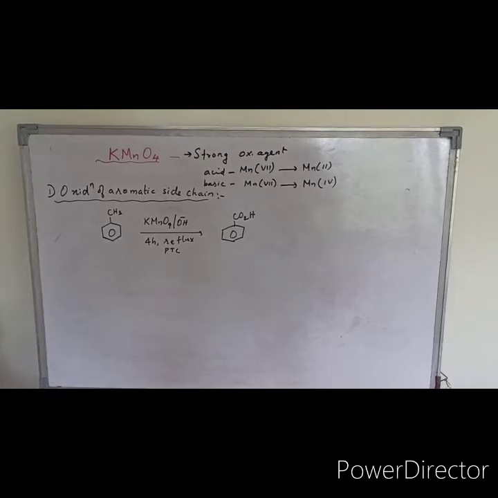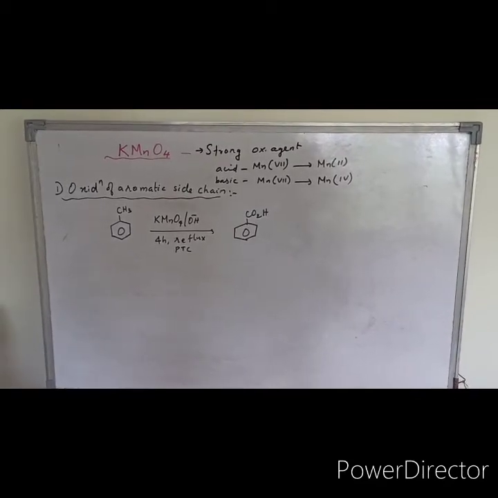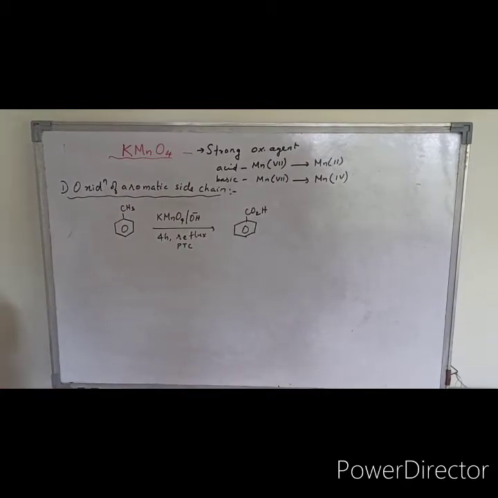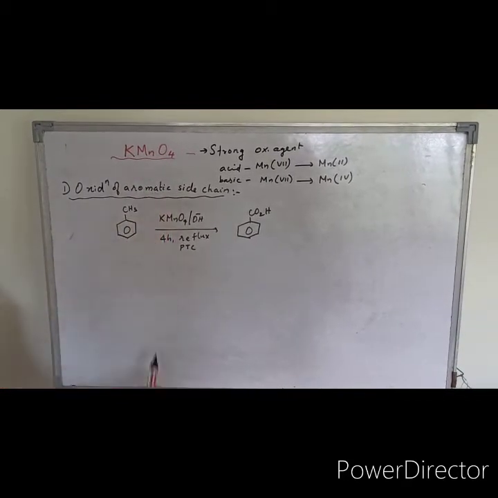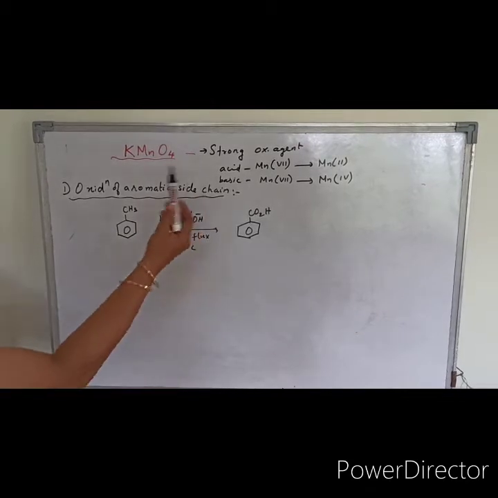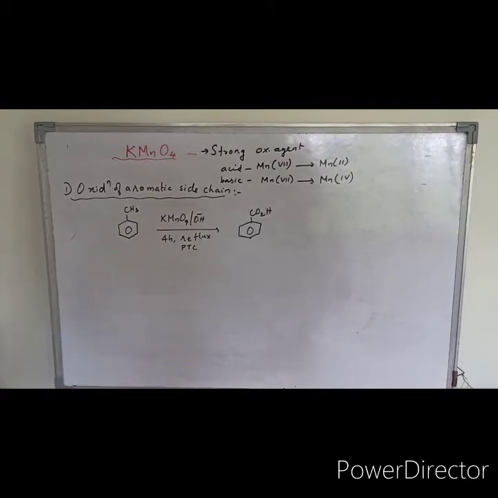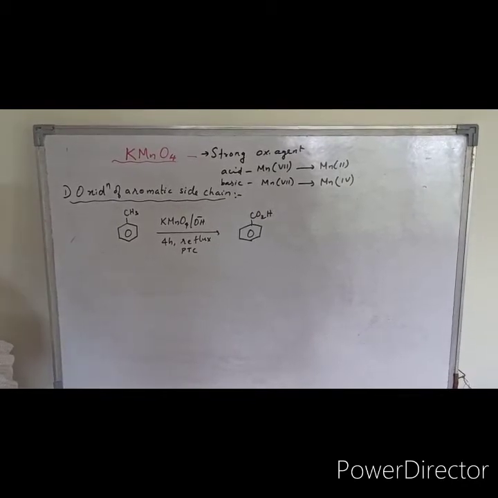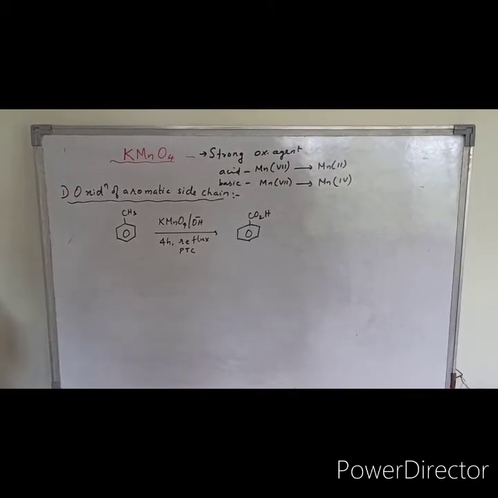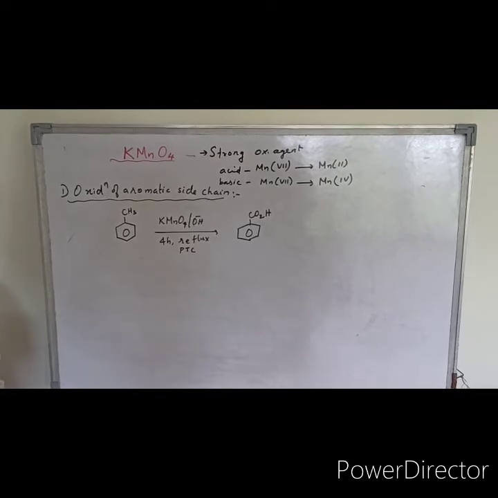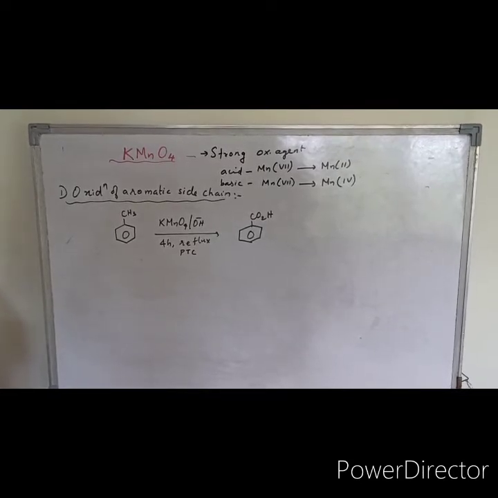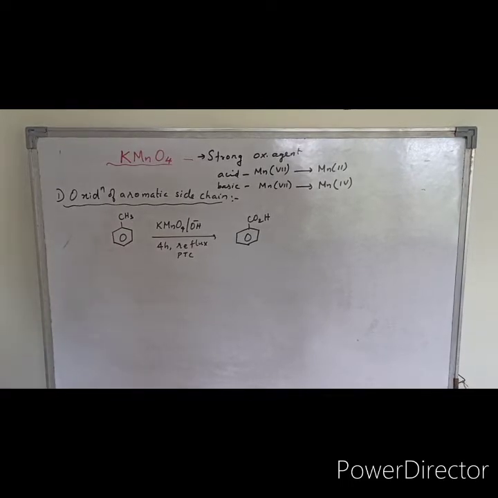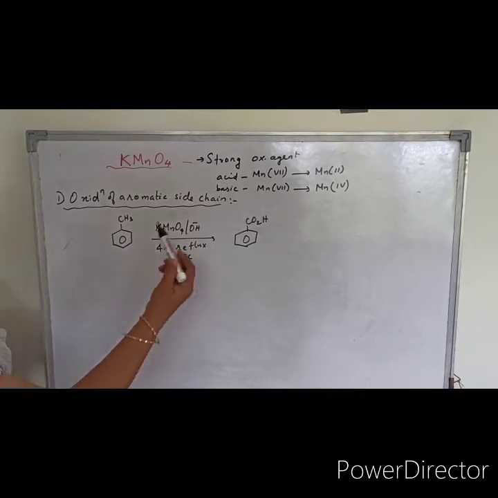In this video, I would like to share with you the oxidizing behavior of KMnO4 in organic compounds. As you know, alkaline KMnO4 is a strong oxidizing agent. You have studied that it will oxidize alcohols to aldehyde and then to carboxylic acid. So it's a strong oxidizing agent; you cannot stop at the aldehyde stage. So we'll see what the other applications of KMnO4 are in this regard.